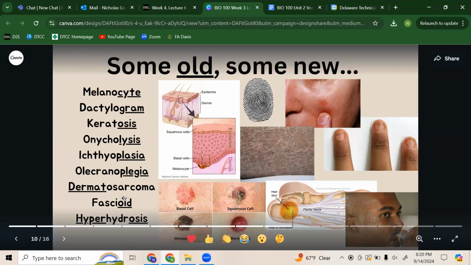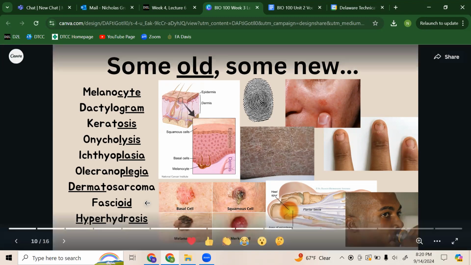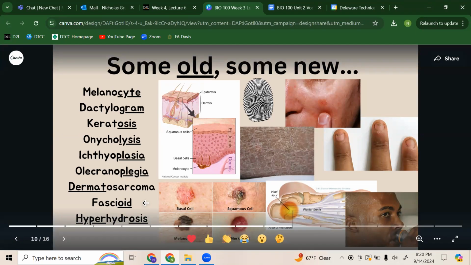Fascioid. Oid is the suffix for resembling. Fasci is for fascia, which is kind of another word for tissue. So fascioid would be resembling fascia or resembling tissue, but it wouldn't really be natural tissue or something that's supposed to be there. Oid usually means that something is off.